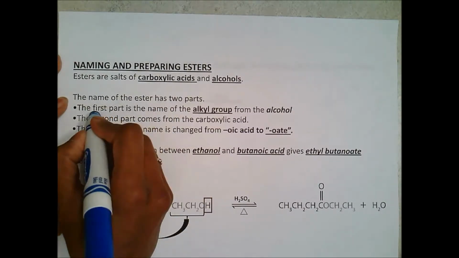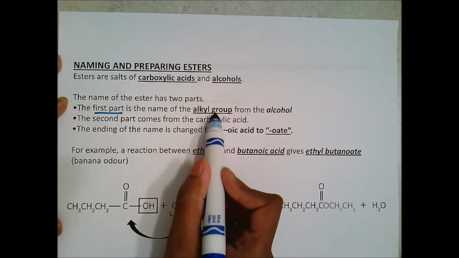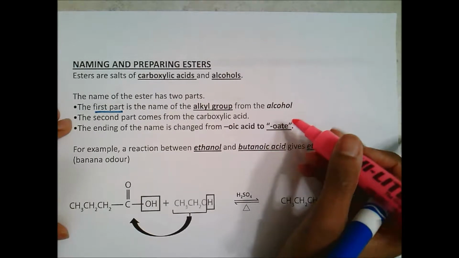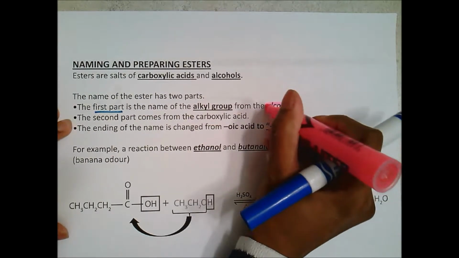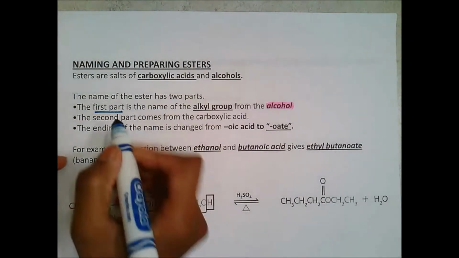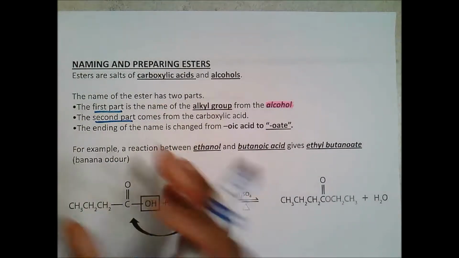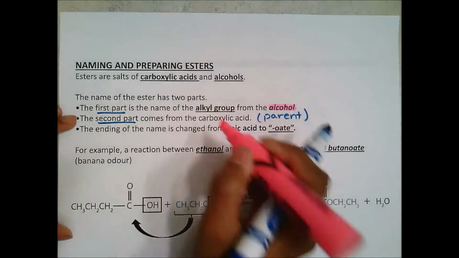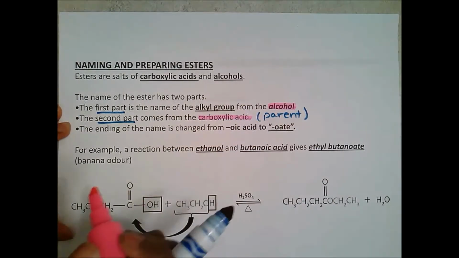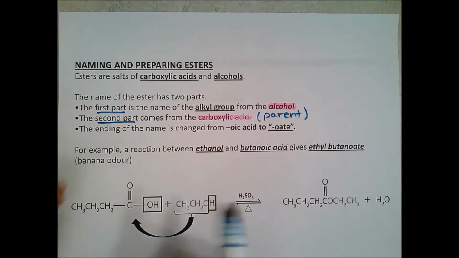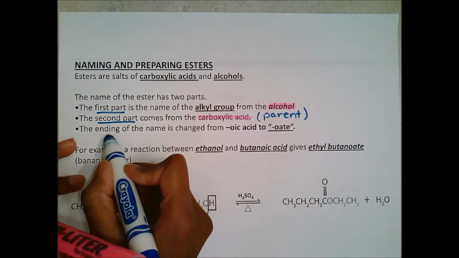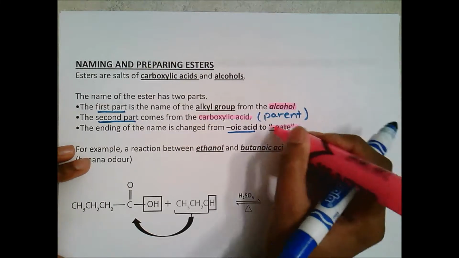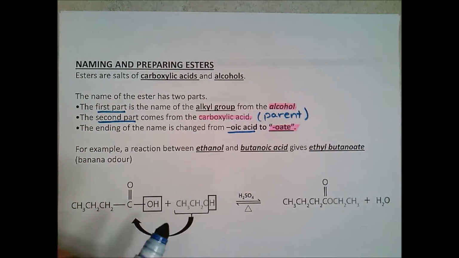The first part is you're going to name the alkyl group that's on specifically the alcohol here. So your alkyl group comes from the alcohol. The second part of our name, the parent name, is going to come from our carboxylic acid. What we're going to do is change the ending of that name, instead of being carboxylic acid, into oate. So O-A-T-E there at the ending.